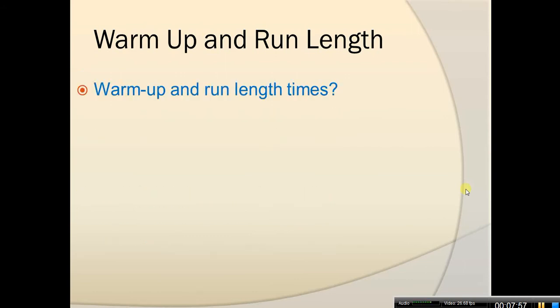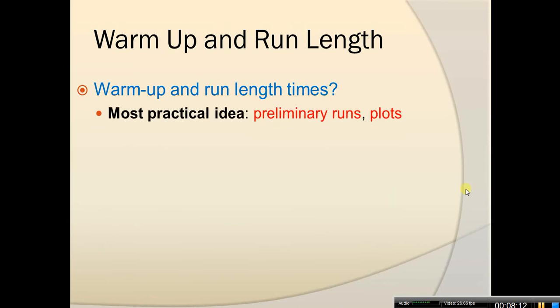So again, warm-up and run length times are important. We want to know what warm-up time versus run length time we should select if we're doing steady-state replication. The most practical idea is to do some preliminary runs, starting with zero warm-up, plot the results, and look at this graphical representation of some important output statistics to understand what happens in the system, where the warm-up length should be, and how long a run length we need to get a good understanding of the statistics for the steady-state output analysis.